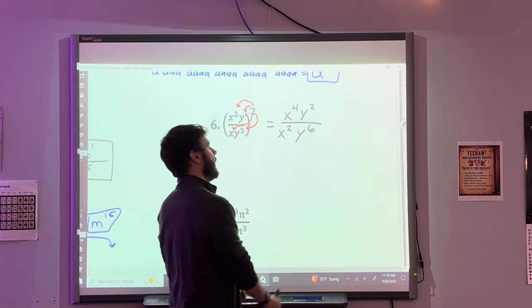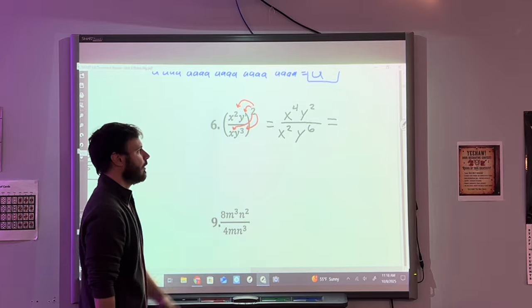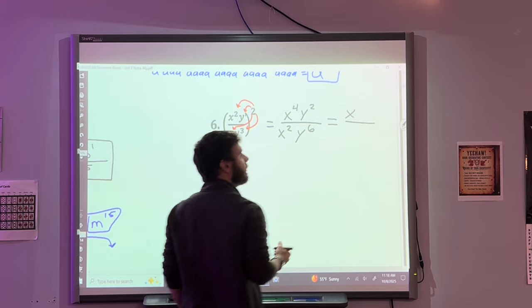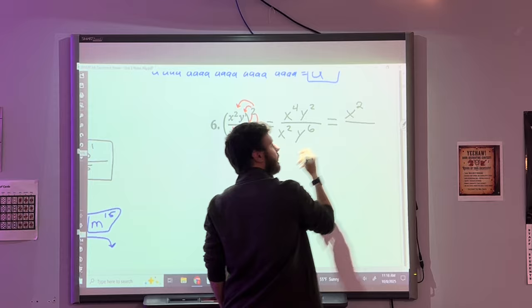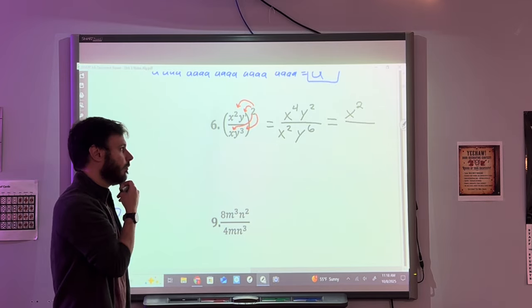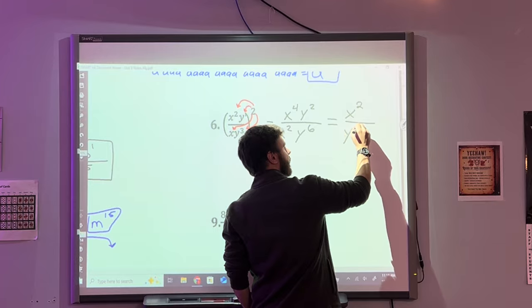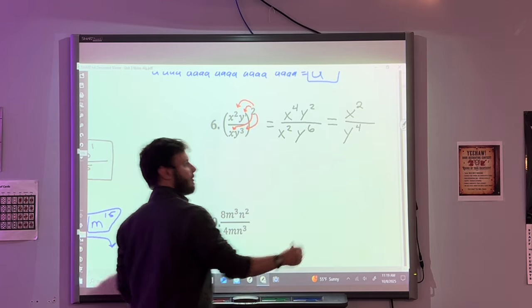Now I need to simplify this, which means I can only have 1 x and I can only have 1 y. Which has more x's, top or bottom? You'd say top. How much more is 4 than 2? You would say 2. And that's it. Which has more y's? It's the bottom, and the bottom has 4 more. Okay, so that's my answer.